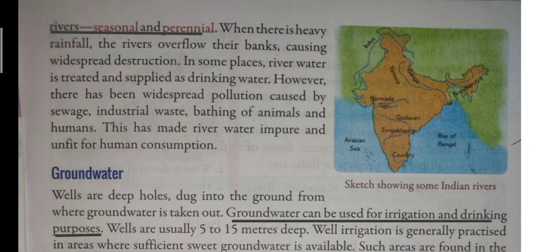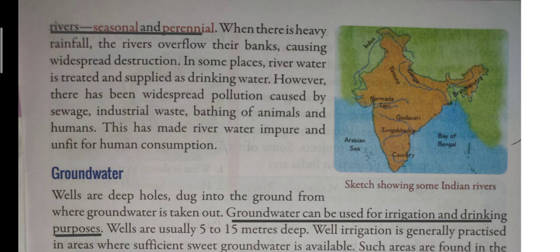Whereas perennial rivers, children, receive water from the melting snow of the Himalayas. We all know that the Himalayas are always covered with snow. So when the snow melts, perennial rivers receive water from it. And the examples of perennial rivers are Ganga and Yamuna. So these are the two types of rivers.